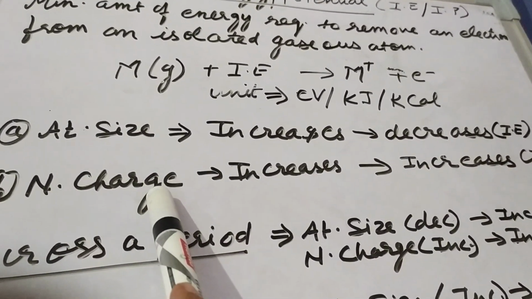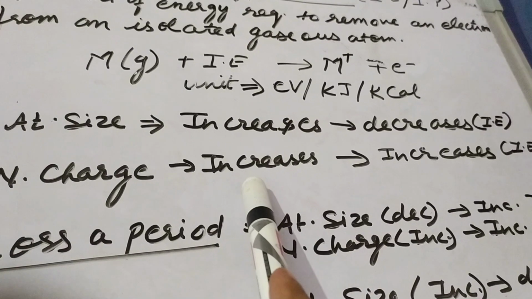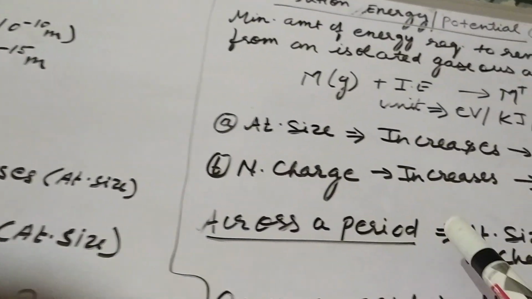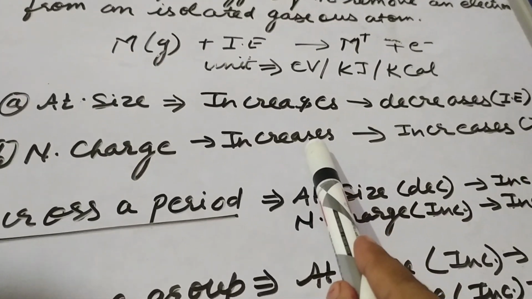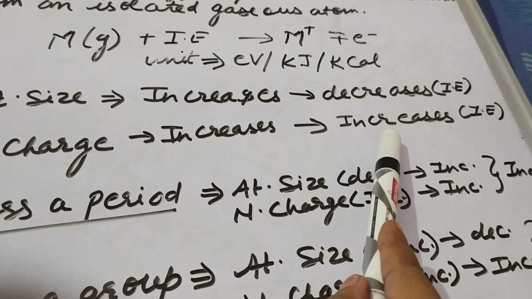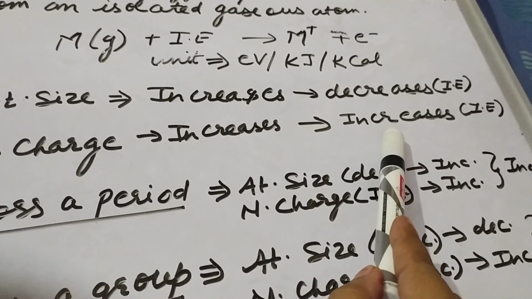Now, the second factor: nuclear charge increases. If nuclear charge increases, I have told you the size will decrease, and if size decreases, the force of attraction will be more, and if something is tightly held, you require more energy to pull the electrons. So here the IP increases.